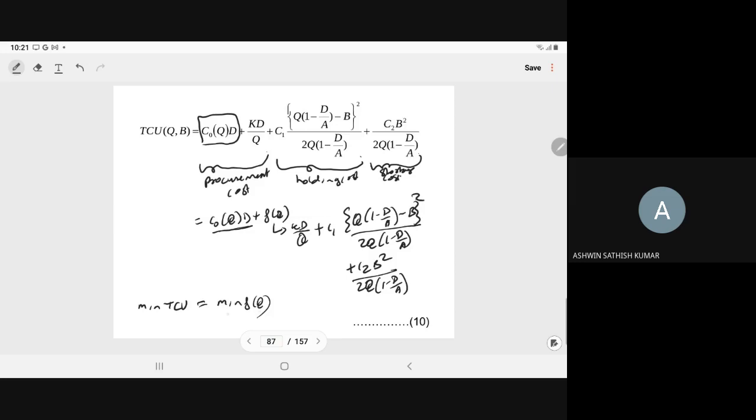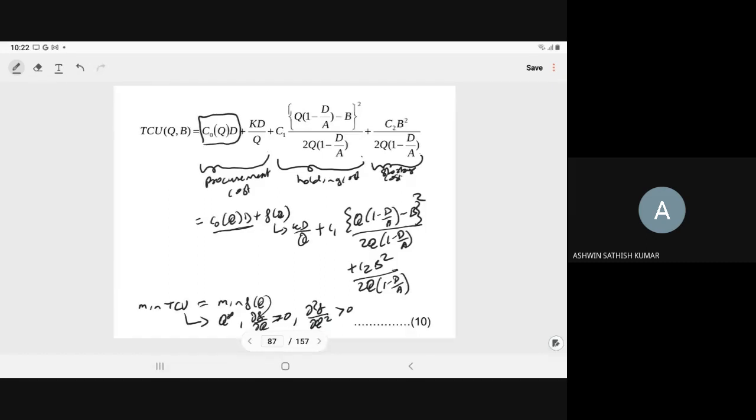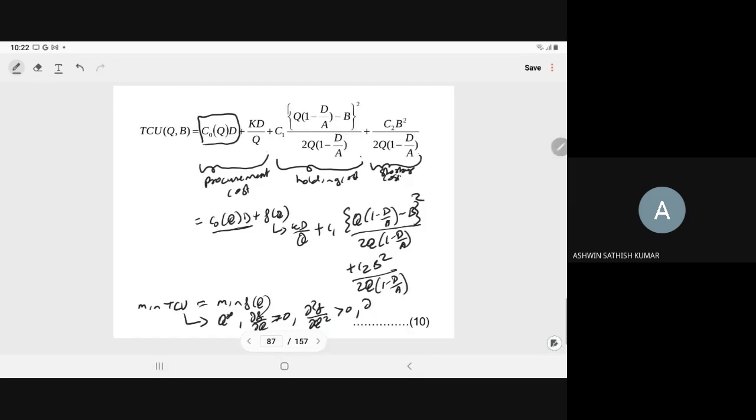So from here what we have to compute? We have to compute the Q star. For the Q star, what we have to check? Del F by del Q must be 0 and del 2F upon del Q2 must be greater than 0. Here B is also a function of Q. Because in model third we computed del TCU by del B also, first we compute del F by del B, and then we check del 2F upon del B2 is greater than 0.